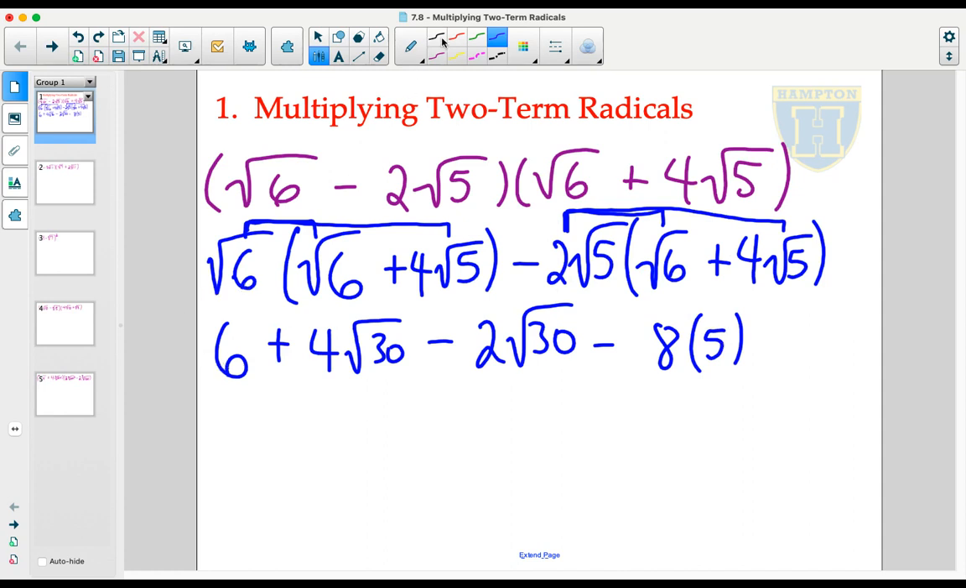You can see that we have this 6 here, which will be easily combined with the negative 40 that's going to come out of the final part of the expression. So 6 minus 40 is negative 34.